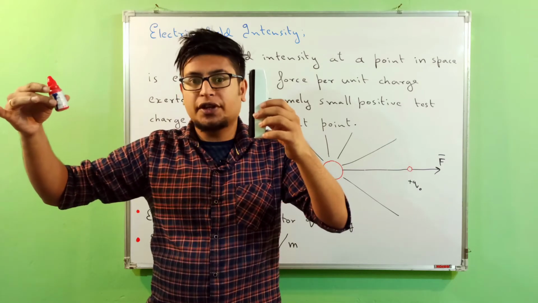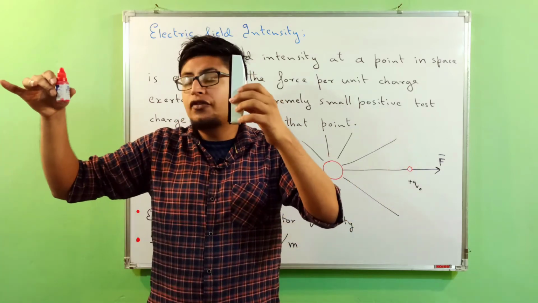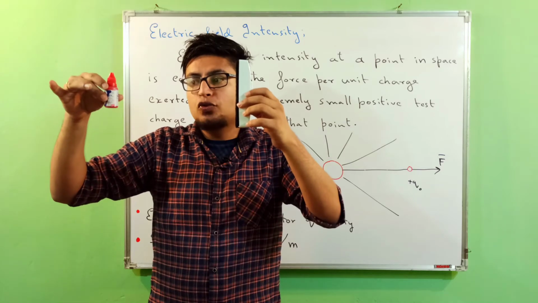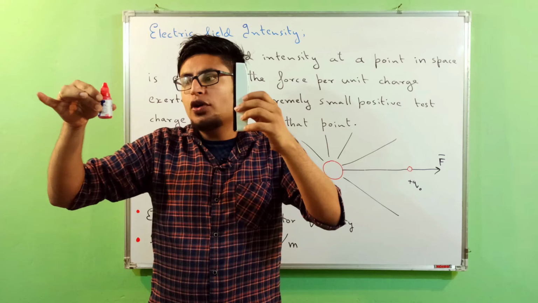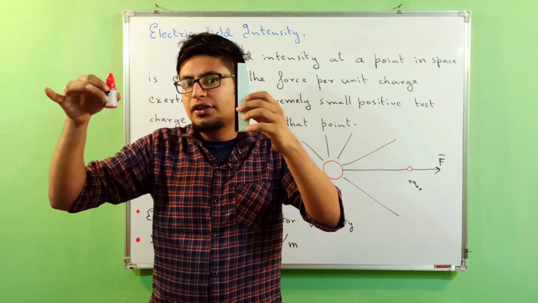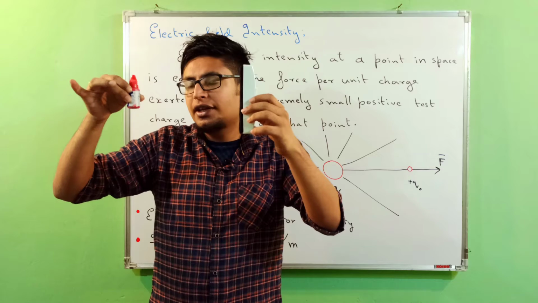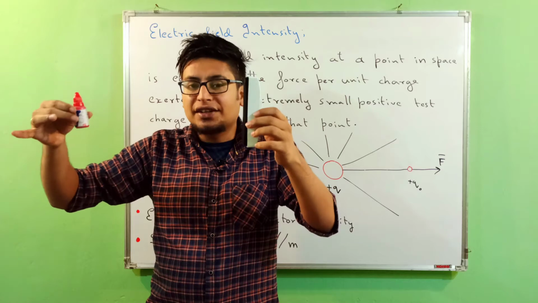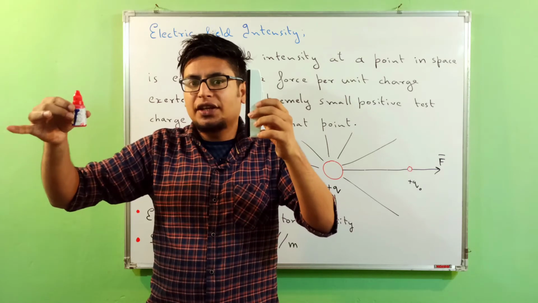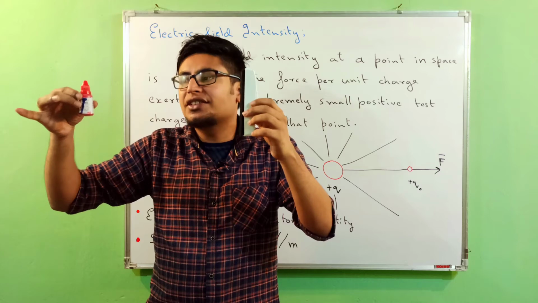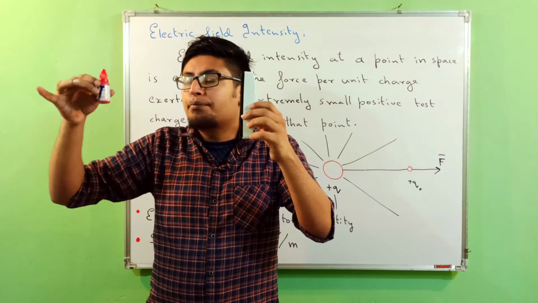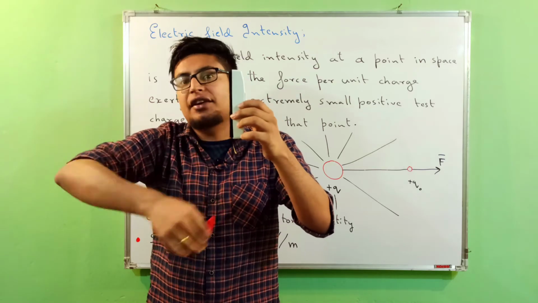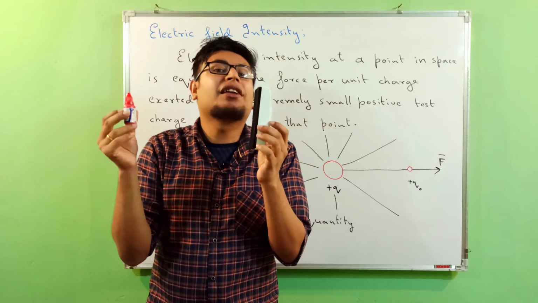Since this is a positive test charge that we are taking, it is going to feel an act of repulsion. Now as I bring this closer, what is happening? The strength of this electric field pushing this test charge away is increasing. It's like the intensity of the electric field is increasing. Hence this is known as electric field intensity: the force per unit charge acting upon this particular test charge by this electric field. This is your electric field intensity.